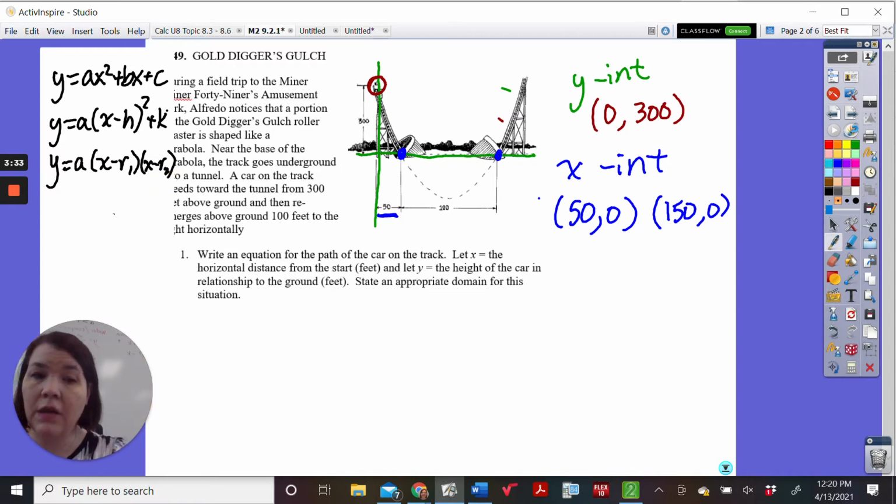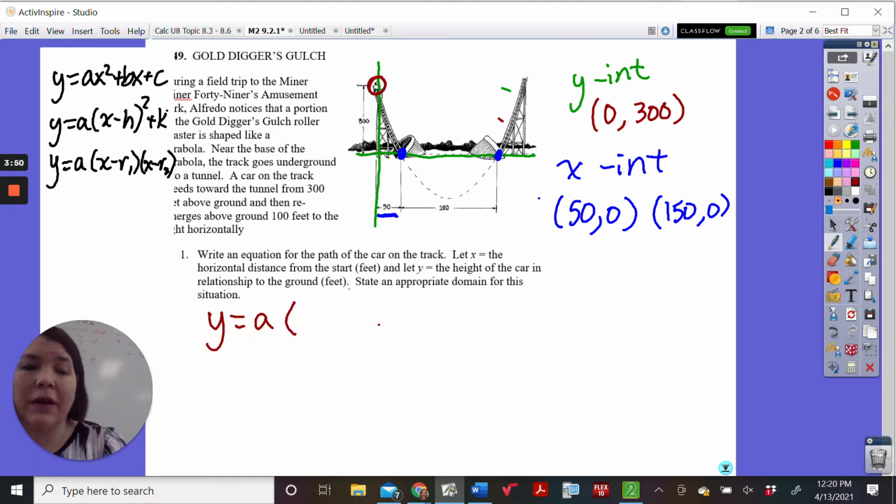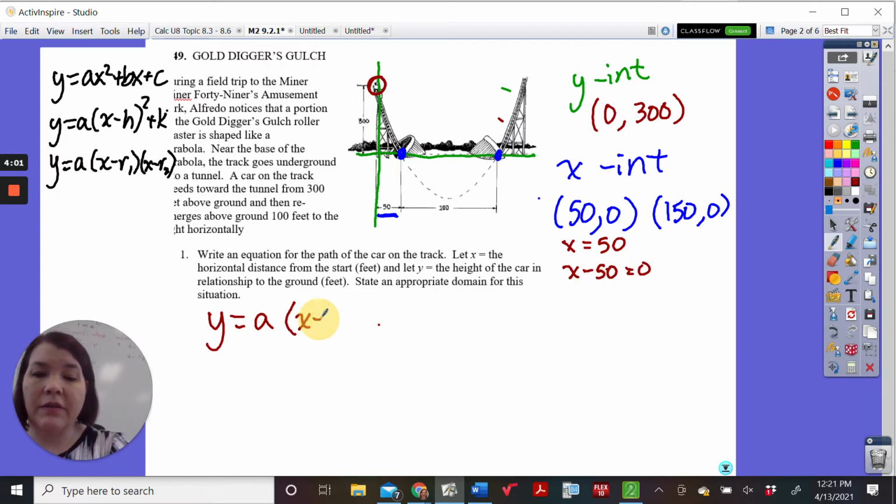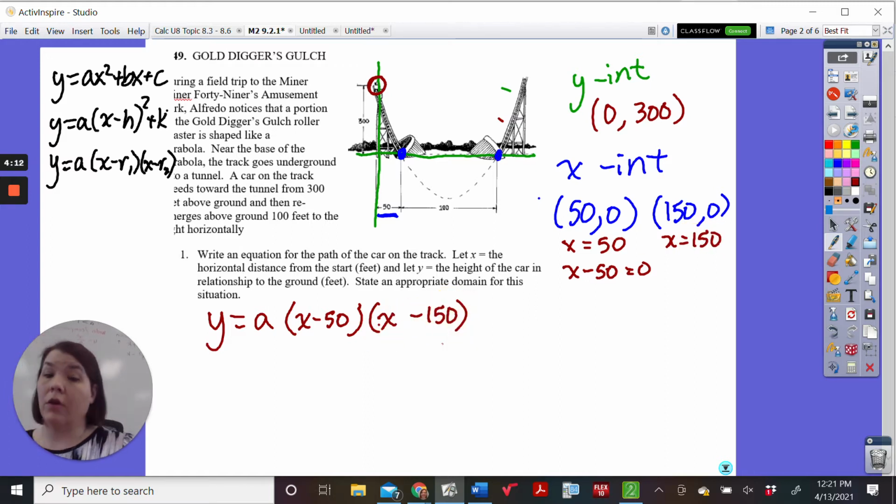Since I don't know the vertex, and I know the y-intercept but nothing else, I'm going to use this r1 and r2 form because I do know the x-intercepts. So I'm going to start with y equals a parentheses x minus r1. We know this is x equals 50, and we unsolve it. So x minus 50 must equal 0 if I subtract 50 from both sides. So x minus 50 goes here, and the other one, x equals 150, is x minus 150. So we're almost done.